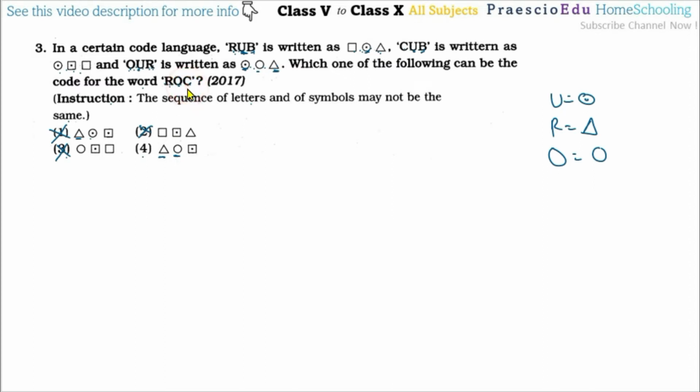Then C, for C, CUB. After this UB, U, as we know, is a symbolic form like this one, and B, in this comparison, is like this one. So after this, only the C is balanced, which means it is this symbol. C is a square with a dot inside, and this is shown correctly in option number 4. So that's why option number 4 is correct, because we have to compare each case.